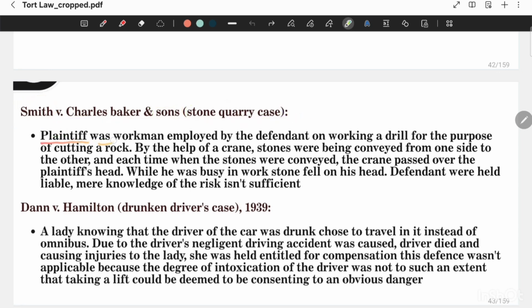What happens in this? The plaintiff was a workman employed by the defendant, working a drill for the purpose of cutting a rock with the help of a crane. With whose help? With the help of a crane. Stones were being conveyed from one side to the other, and each time the stones were conveyed, the crane passed over the plaintiff's head. Pay attention, the plaintiff's head. While he was busy at work, a stone fell on his head. The defendants were held liable. Mere knowledge of the risk isn't sufficient. It is not necessary that if there is knowledge of the risk, that alone is sufficient. No, it's not at all.